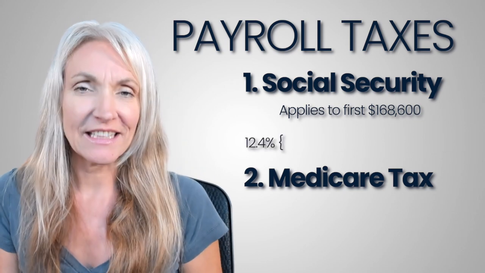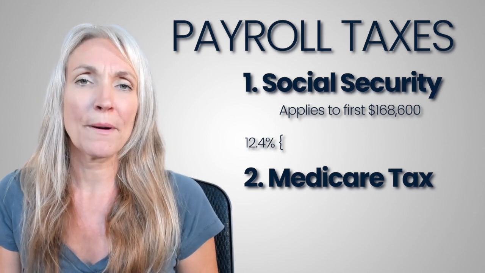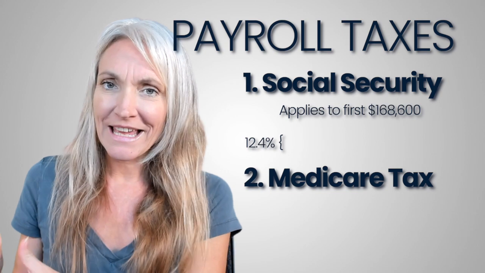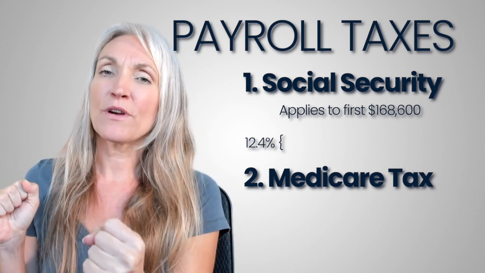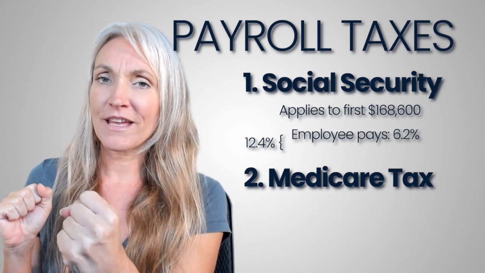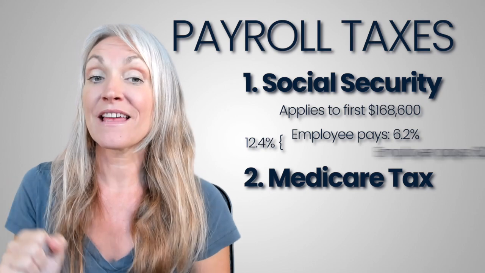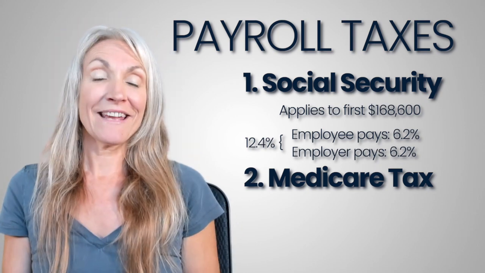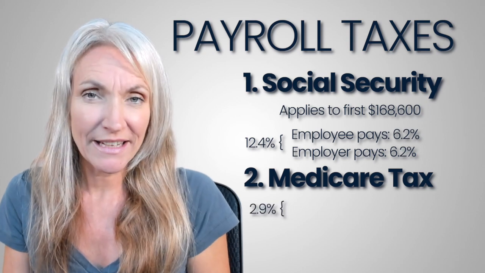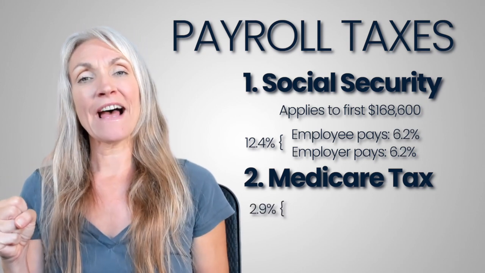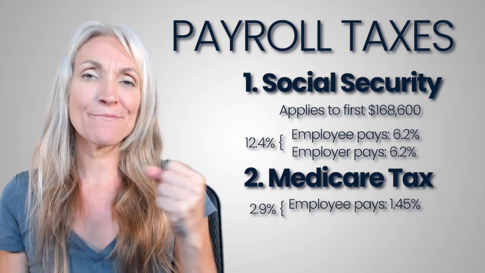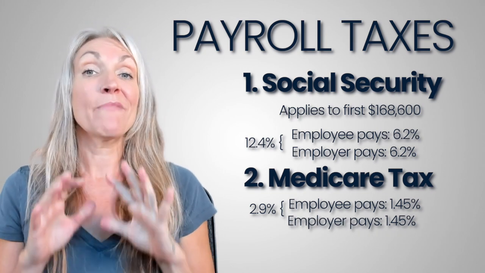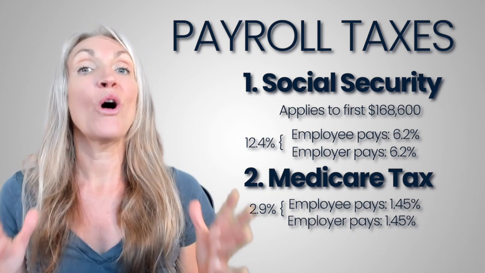Social Security tax is 12.4% when you're self-employed. But when you're an employee, it's split. 6.2% the employee pays and 6.2% the employer pays. The same thing is true for Medicare. Medicare tax is 2.9% and the employee pays half, 1.45%, and the employer pays half, 1.45%. And Medicare tax applies to all income.